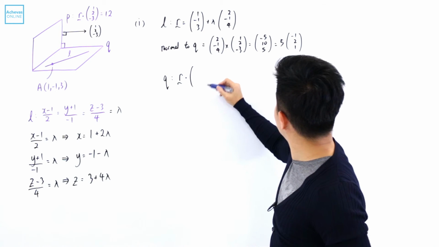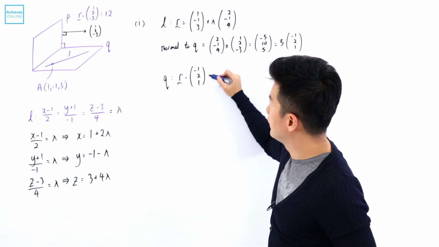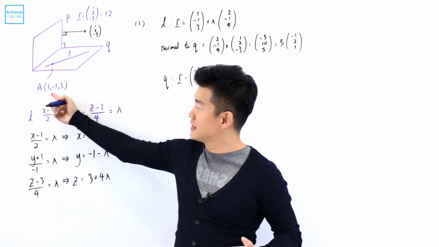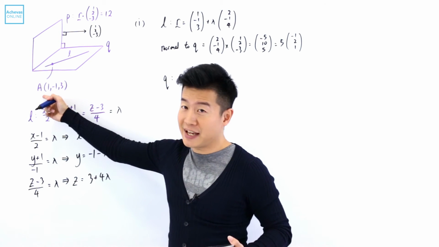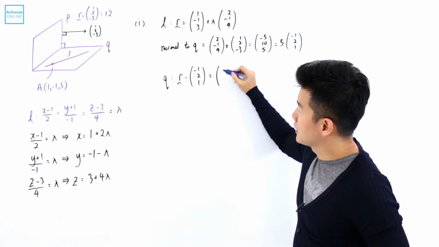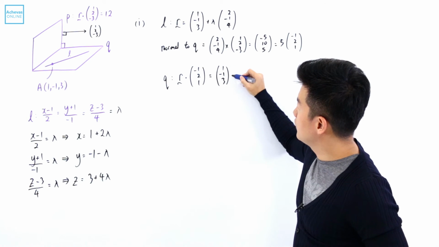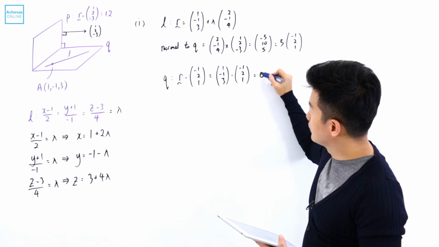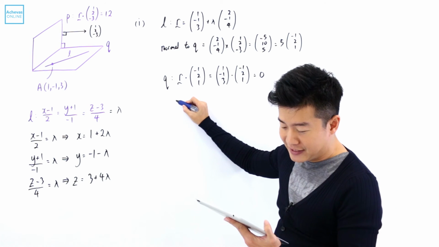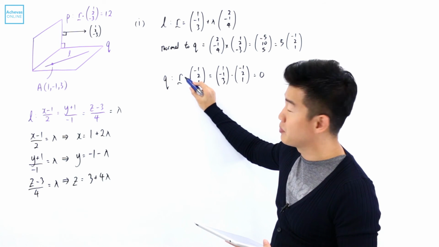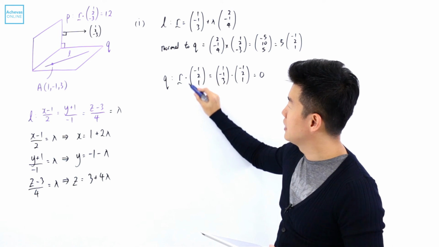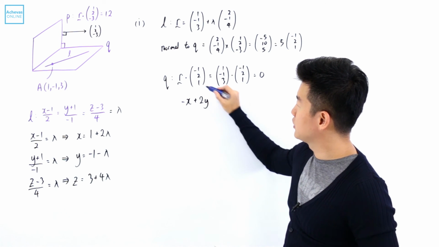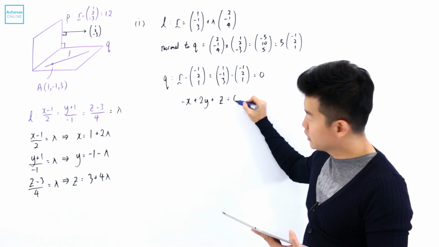r dot the normal vector (minus 1, 2, 1) is equal to, I'm going to take a point that is on Q. An obvious point that I can make use of is the point A, so I'm going to take its position vector, (1, minus 1, 3), dot the normal vector, and this is going to get me a 0. That is why the Cartesian equation for Q, replacing r by (x, y, z), will be minus x plus 2y plus z equal to 0.